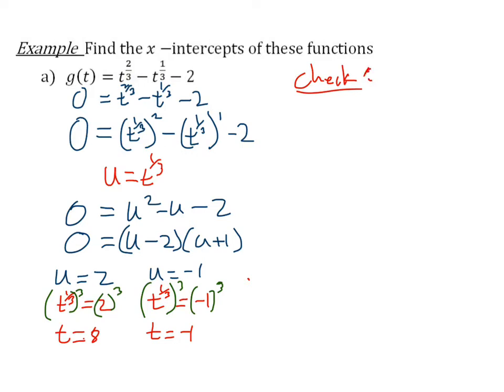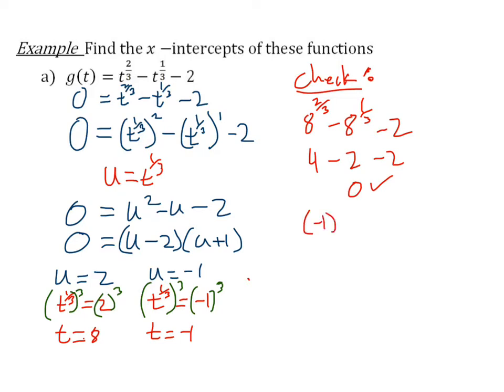Okay. So if we check this out, let's go with t equals 8. 8 to the 2/3 minus 8 to the 1/3 minus 2. Well, 8 to the 2/3 is going to be 2 squared, which is 4. 8 to the 1/3 is 2. And so this is going to come out to be 0. That checks out.